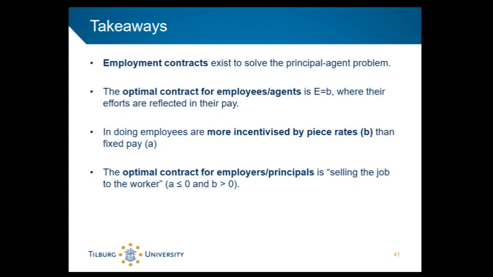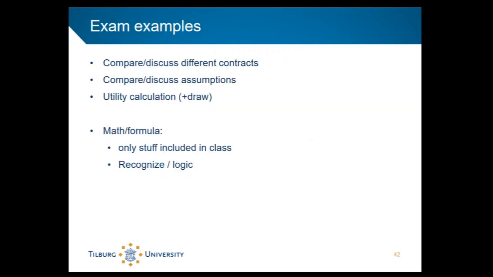The optimal contract for employers is selling the job to the worker, meaning where A, so fixed pay, is either 0 or negative, and there is a positive commission rate which is fully paid to the employee. Now, of course, this doesn't apply in case of uncertainty.